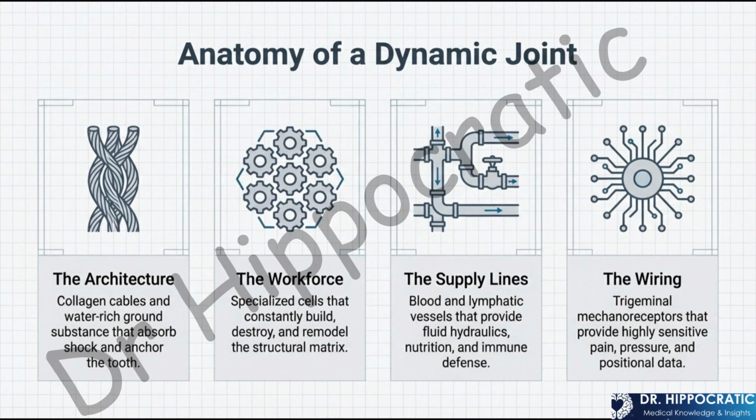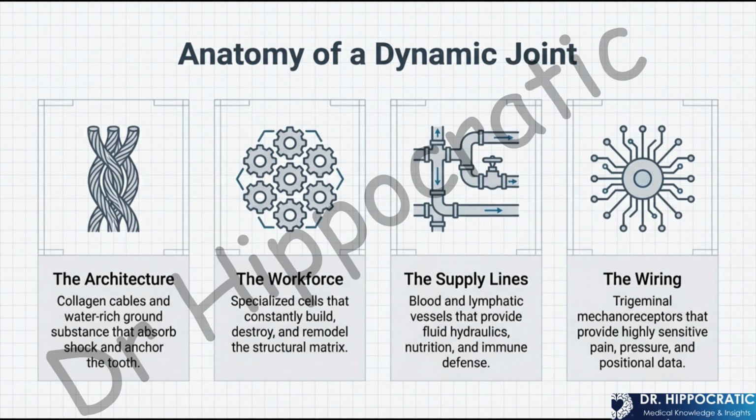Now coming to the next slide. Here we get an overview of the anatomy of this dynamic joint. The PDL is supported by four main pillars. Okay, let's list them out. First, you have the architecture, which consists of the collagen cables themselves. Second, you have the workforce, which are the specialized cells building and maintaining those cables. Right. Third is supply lines, meaning the complex network of blood and lymphatic vessels. And finally, the wiring, which refers to the highly sensitive trigeminal mechanoreceptors.